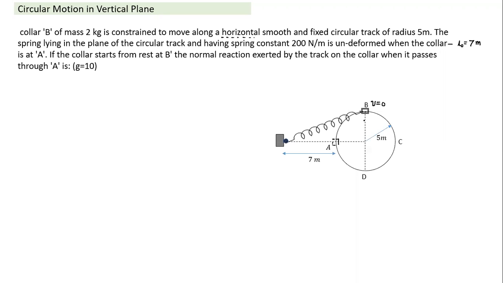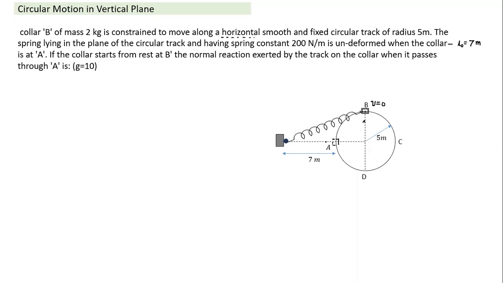It will act in the radial direction. The vertical component, yes, it will cancel out due to weight, so we can ignore that one. And the horizontal component is acting in the radial direction, so it is not doing work. So mechanical energy is conserved. So my calculation is fairly simple.